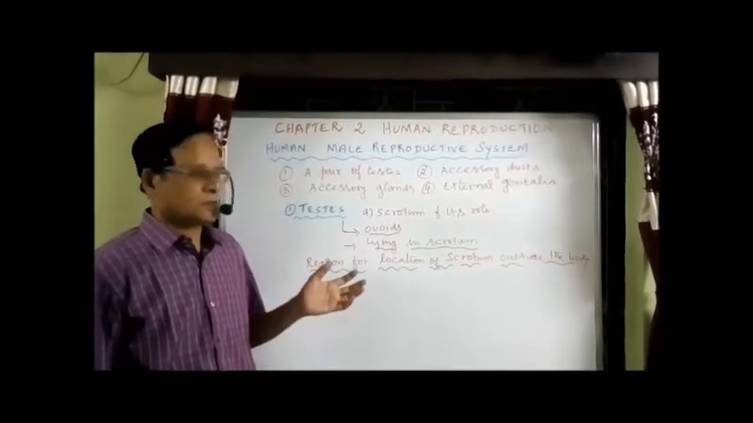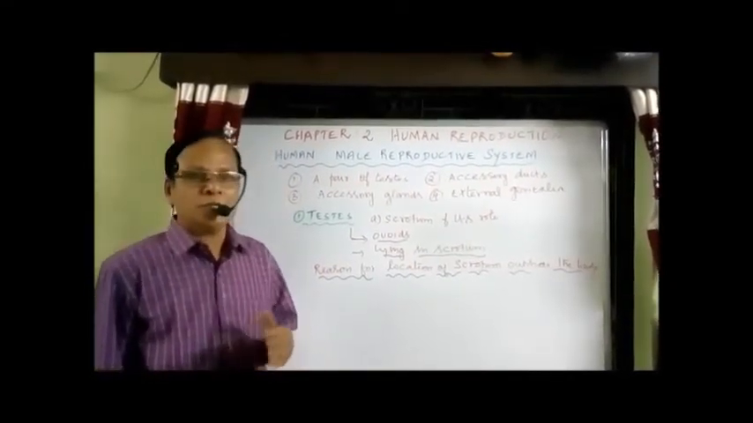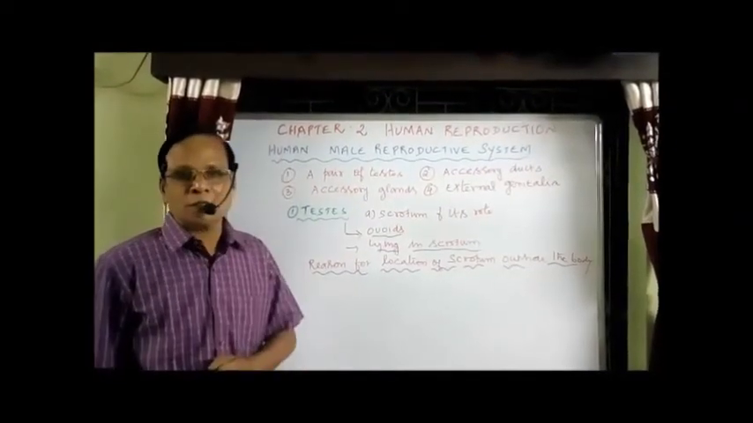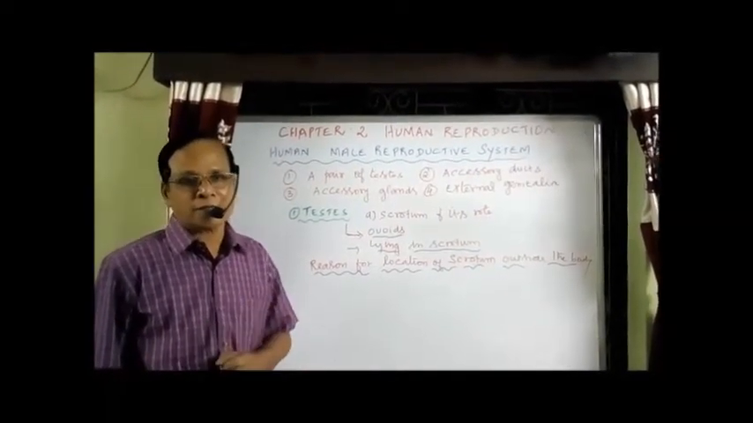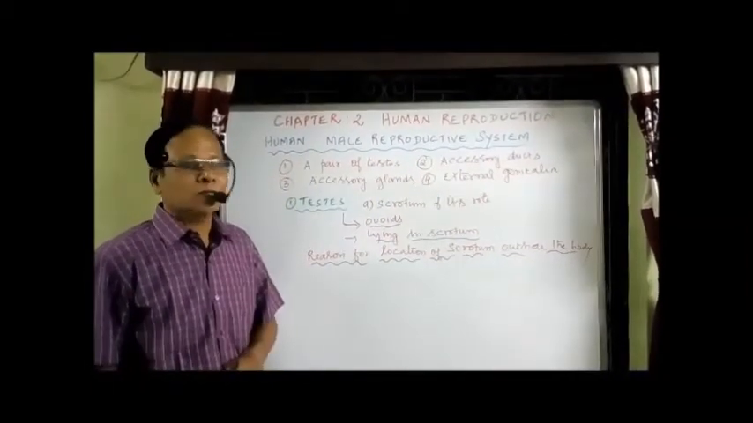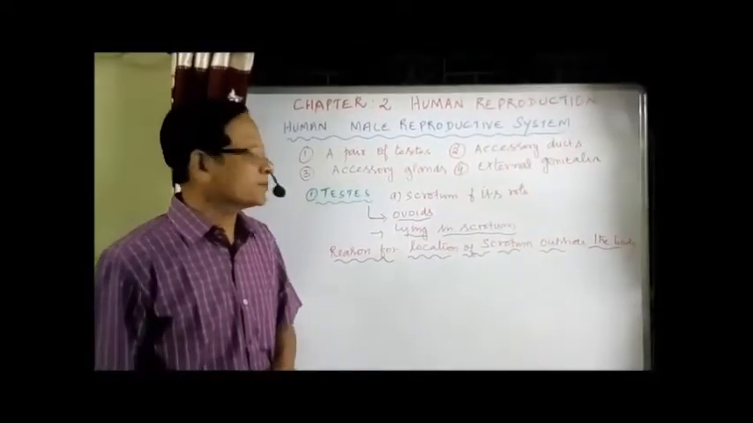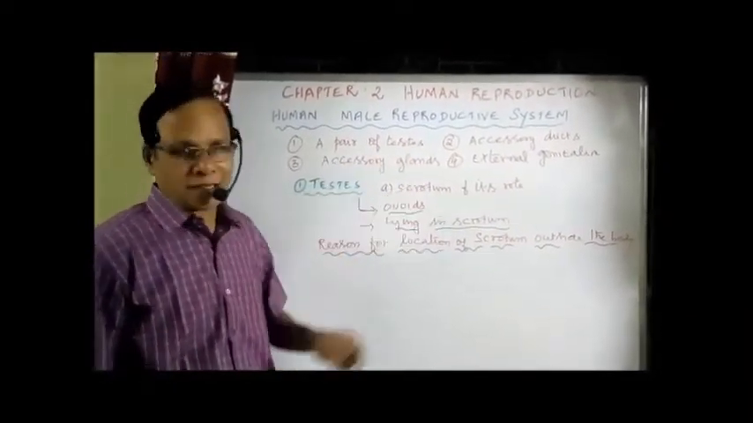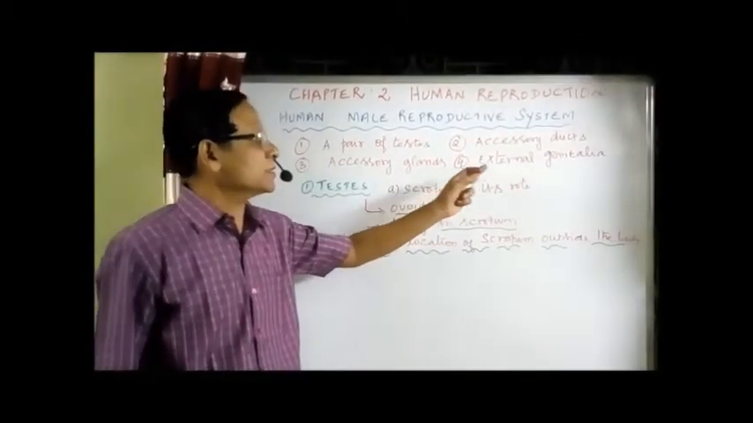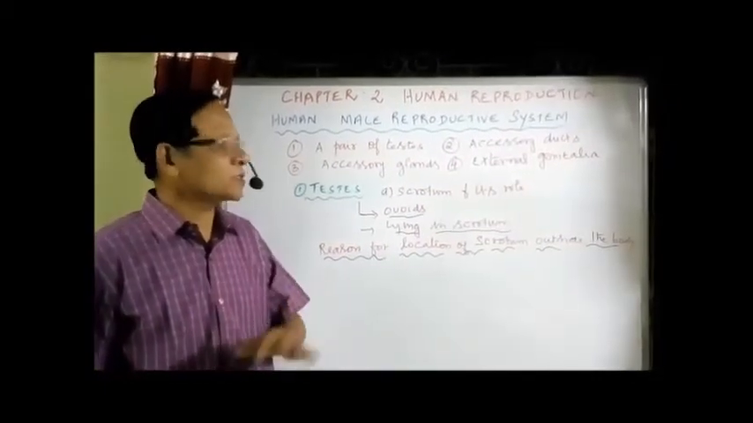Now let us discuss the human male reproductive system. The male reproductive system is formed of the primary sex glands or primary sex organs, a pair of testes. Number 2, the conveying structures, the accessory ducts. Number 3, the accessory glands for the production of some fluid. Then the external genitalia, the sex organs present outside for identification of the male.